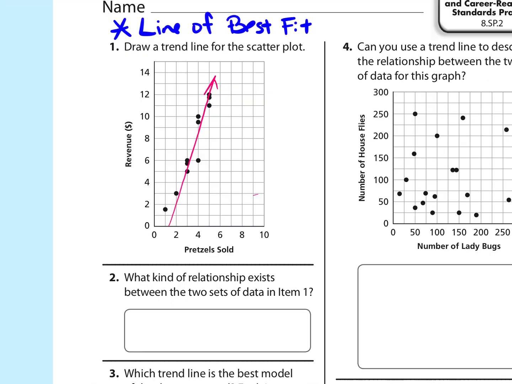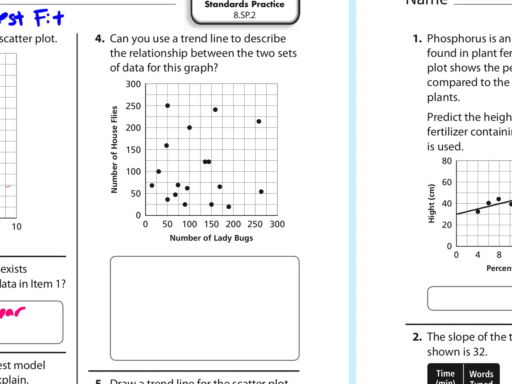What kind of relationship exists between the two sets of data in item 1? Well, it's clearly a positive linear association. It's going up to the right, and it follows a straight line path. Number 4, can you use a trend line to describe the relationship between the two sets of data for this graph? No. This is very scattered. This would be no association.